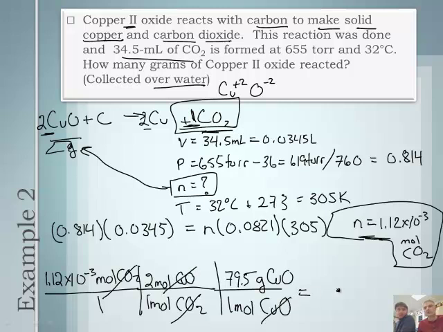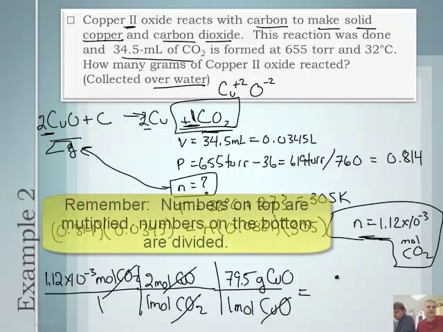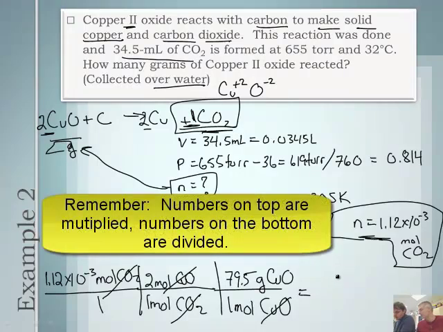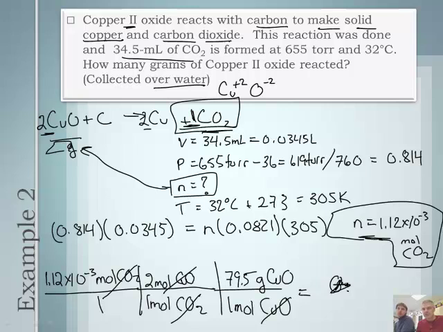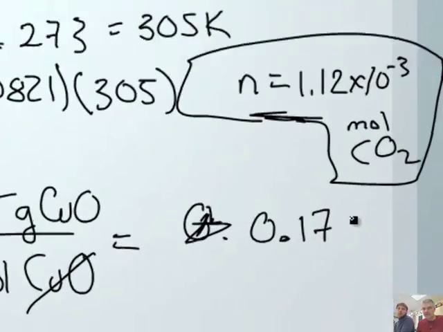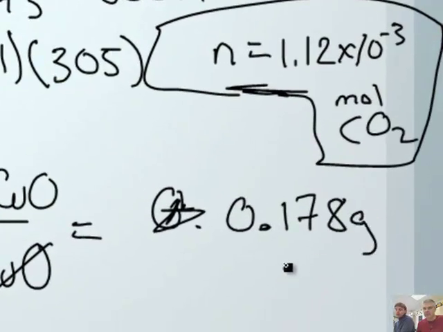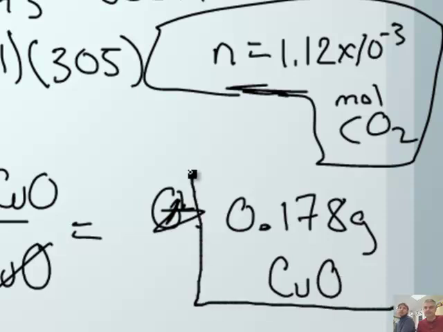That's a pretty small number. I must have done something wrong. 79.5 times 2 times 1.12 e negative 3 times 2. I must have hit the divide sign. There we go, 0.178 grams of CuO.